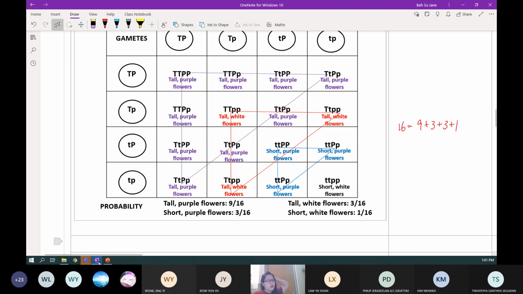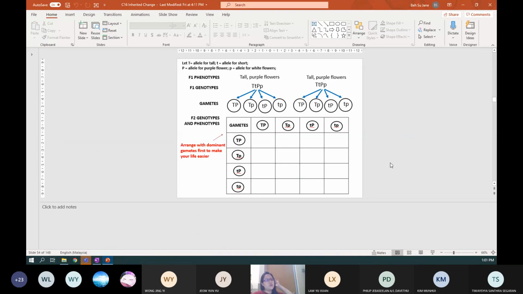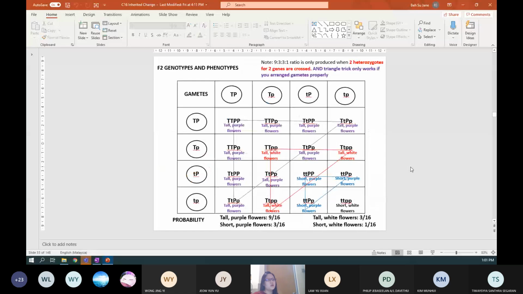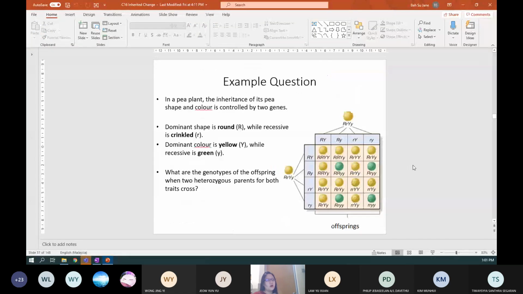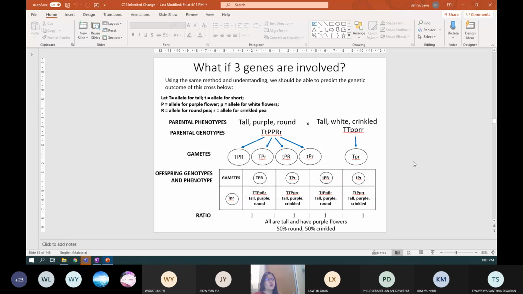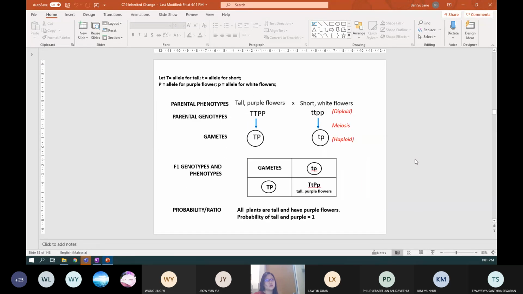And with that, I think our class stops here. Don't worry, we didn't finish. It's okay, I expected this to happen anyway. We're going to do more when we come back. Maybe one more example, test cross, and then we're going to move on to the chi-squared test next class, which is tomorrow.